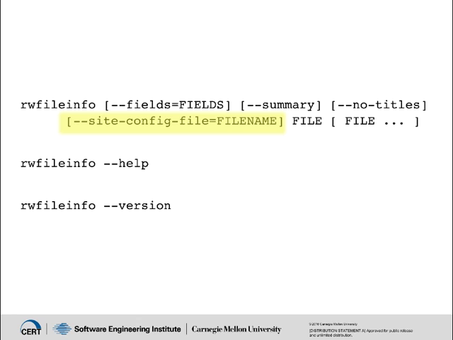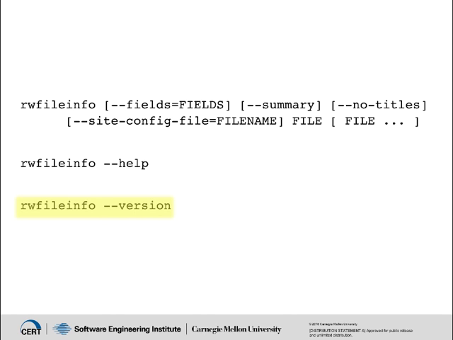By default, rwfileinfo uses the site configuration in your environment variables. However, if you don't have that path specified, or would like to use a different site configuration file, maybe the one from the same dataset as the file you're looking at, you can specify that with this site configuration file switch. The help switch will print all of these available options, and the version switch will show you the currently installed version of SiLK and how it was configured.